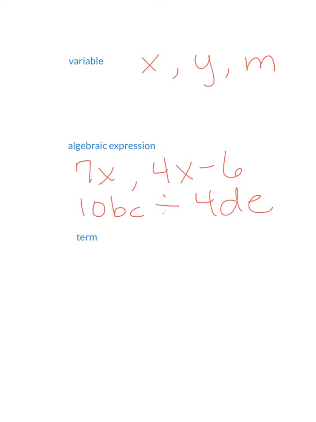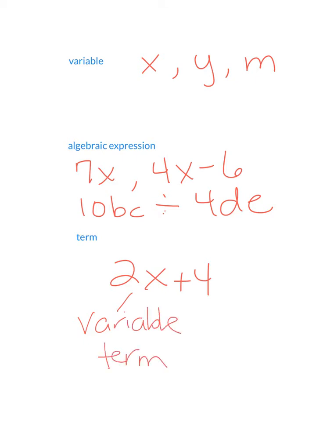And the next word we're going to talk about is the word term. So if I have something such as the example of 2x plus 4, a term may be any number or variables or product of those. When looking at 2x plus 4, because 2x has a variable, we call that a variable term. And because the 4 is by itself, that's called a constant.